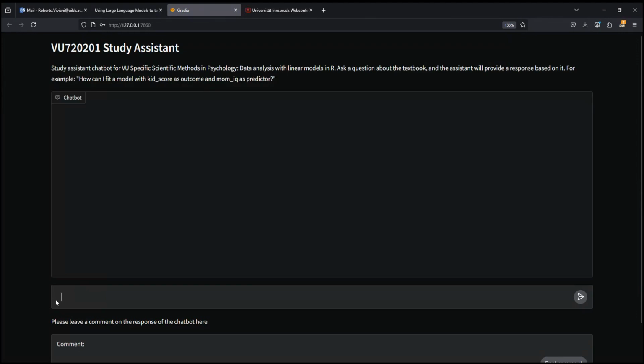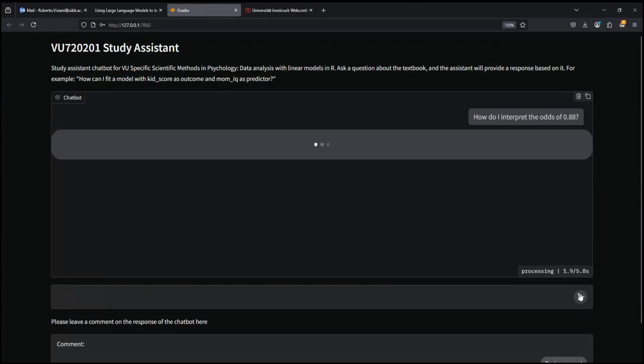A lot of students ask for interpretations of different outputs. And one example was, how do I interpret the odds 0.88? So wait a second for the answer.